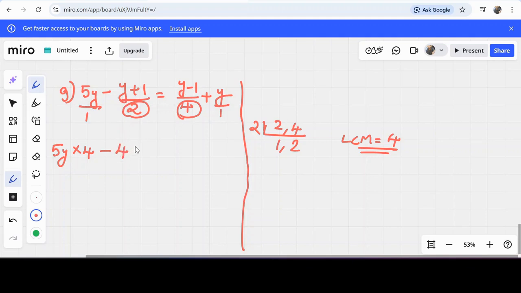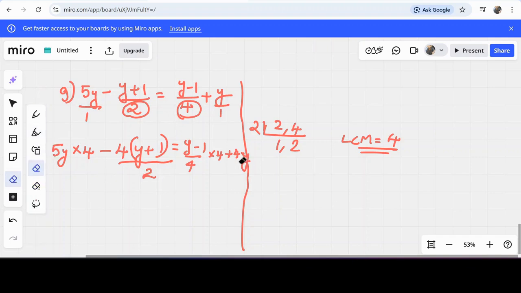So here when I multiply minus 4 into y plus 1, then here remember that this y plus 1 should be inside the bracket. Then here also I am multiplying, and whole divided by 2 is there. Then here also y minus 1 divided by 4 into 4 I have to multiply, plus y, here y into 4, which will also become 4y. I will erase this portion. So it will become y minus 1 divided by 4 into 4 plus 4y.